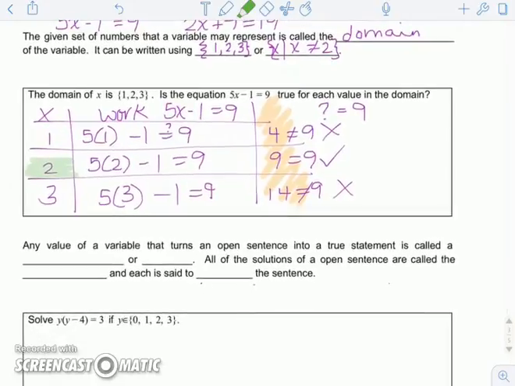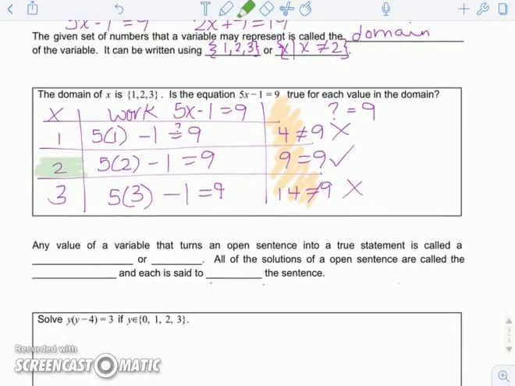Any variable that turns an open sentence into a true statement is called a solution or a root. All of the solutions of an open sentence put together are called the solution set, and each is said to satisfy the equation. If it makes it true, we say, oh yeah, that does satisfy the equation. So 2 satisfies the equation 5x minus 1 equals 9, meaning it makes it work.